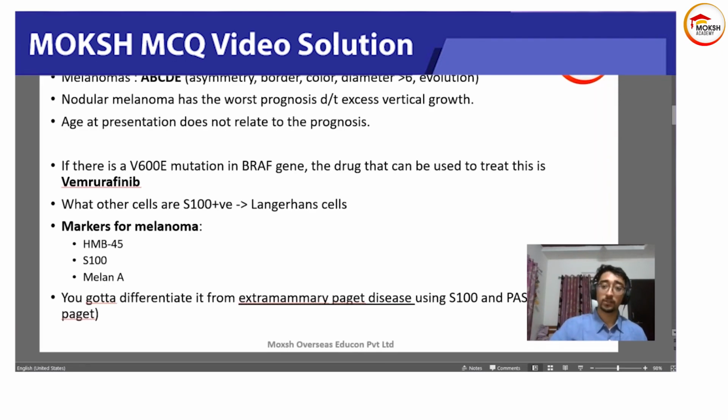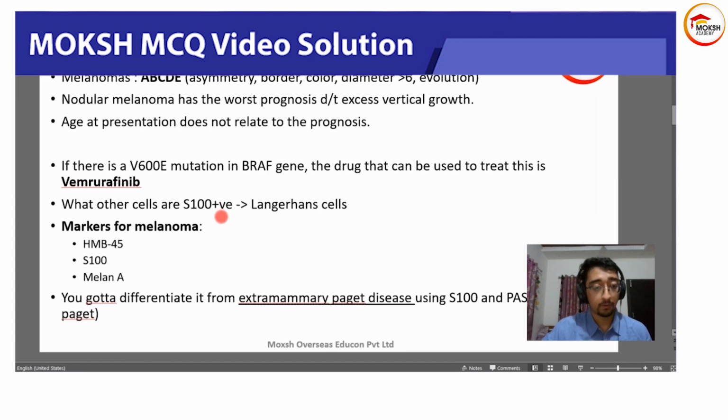Okay, so this is a pretty straightforward question again. But what I need you guys to know is stuff related to melanoma, which is kind of important for the exam. Okay. So first off, we discussed genetics, the BRAF gene, right? So what drug will you use if there is a mutation in BRAF gene? So that again is important. They ask this, and that is vemurafenib. Okay, that's a tyrosine kinase inhibitor. Okay, vemurafenib.